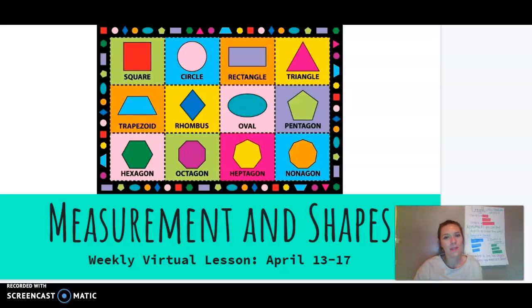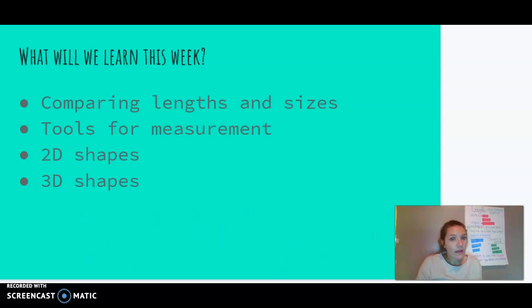We are learning something new today. We already have a kind of understanding about it because we've talked about it in math and in reading before, but we're really going to dive into measurement and shapes this week, okay? So, what will we learn this week?